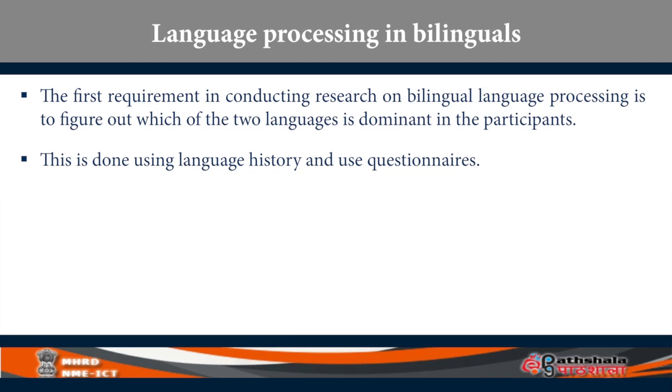This is done using language use history questionnaires. You have to make them fill up a questionnaire by asking questions about when they started learning and using their various languages, how early in their life, and whether they learned those languages naturally in a playground or through instruction in a foreign language classroom, how they learned, and with whom they speak which language and in which domain. So all these details must be obtained before you conduct an experiment on bilingual language processing involving adults.